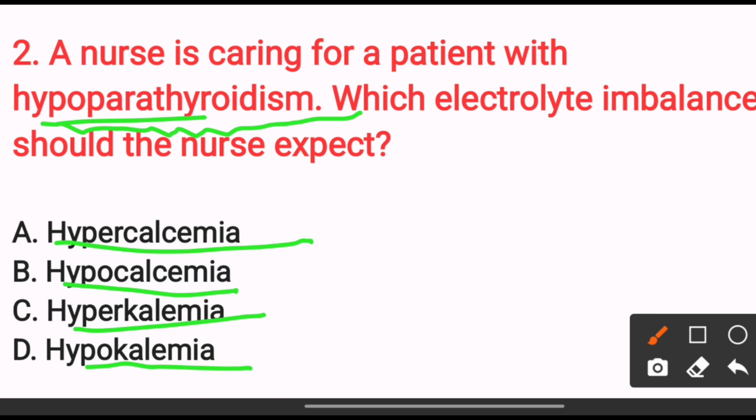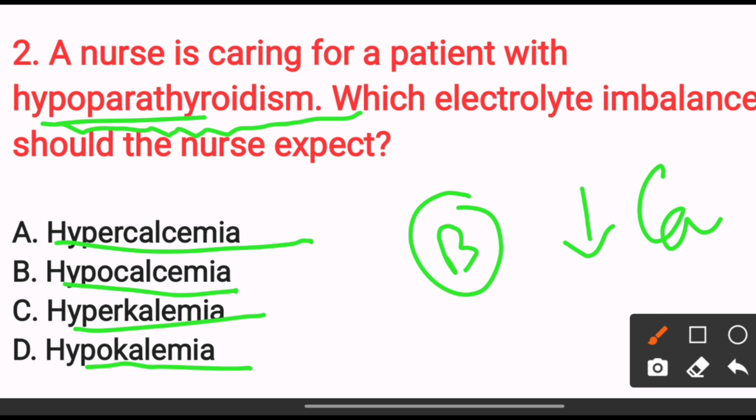Hypoparathyroidism. So the answer will be option B, hypocalcemia, because hypoparathyroidism reduces the parathyroid hormone secretion, decreasing the calcium absorption and causing hypocalcemia. So the answer will be option B, hypocalcemia.